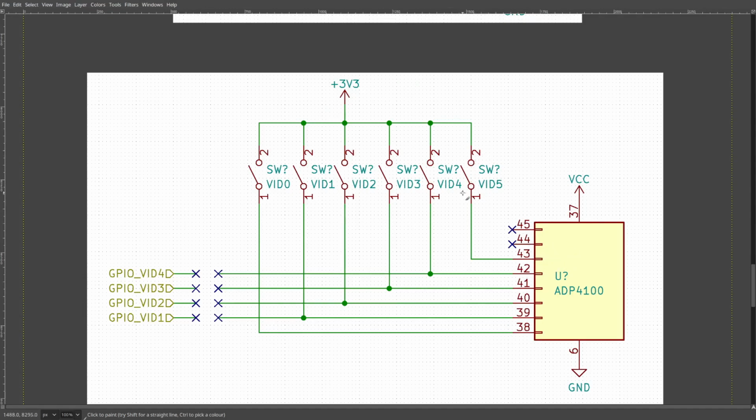Then when we alternatively connect it, we can provide our own vid code to the VRM controller, and then that will control the output voltage accordingly. So from this, the mod is pretty simple. It's disconnect GPIO, connect switches. Now, as you can already tell, it's a little bit more involved than your typical feedback mod because we have to disconnect the GPIO, which can sometimes be a pain, depending on the card.